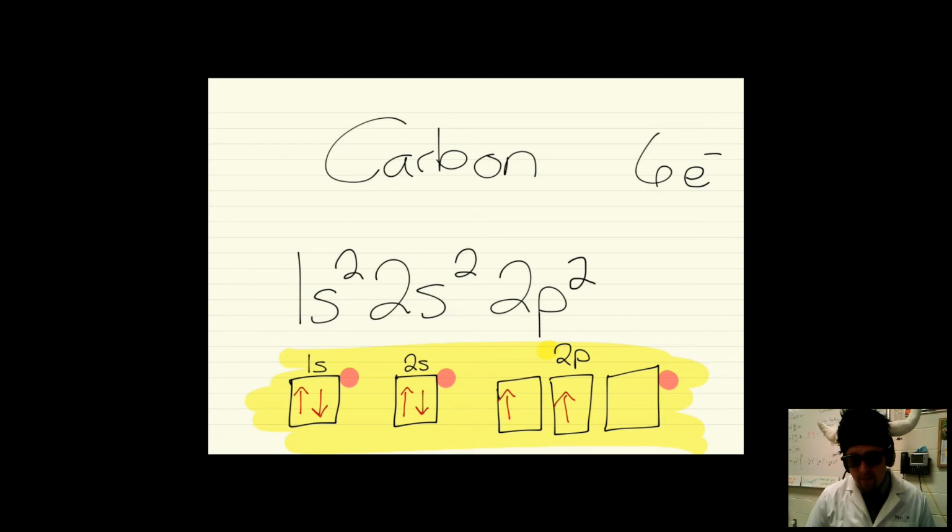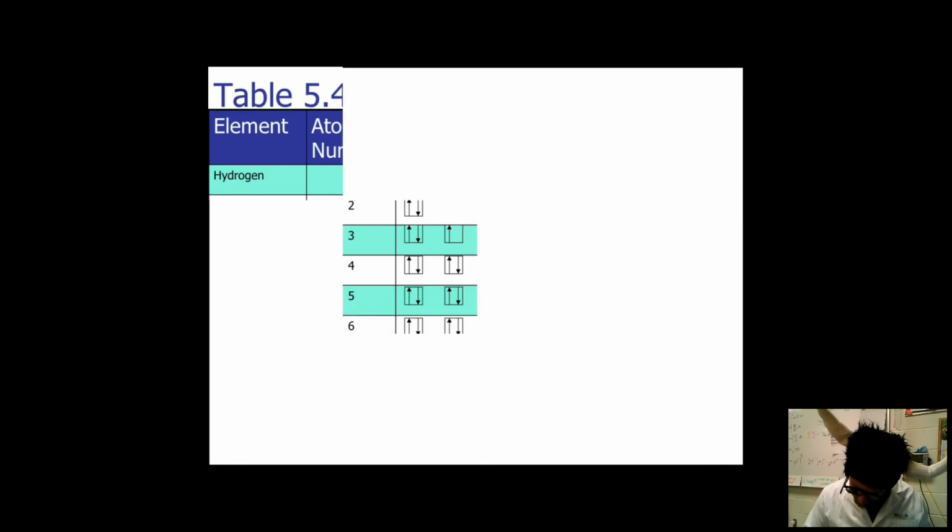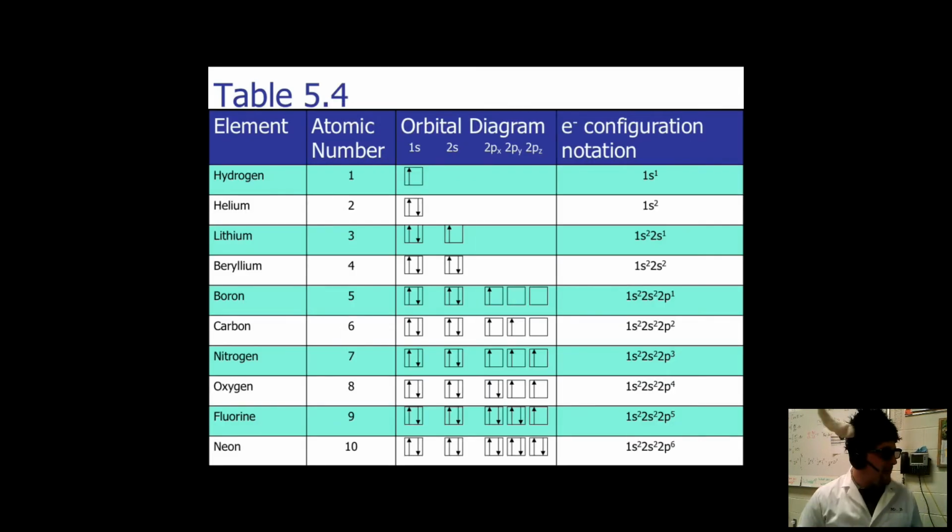All right, now let me show you what some of these other orbital notations look like. I have an example in one of the PowerPoints, and you can go online and find this. This is from PowerPoint number 3, and you can find it on bclassroom.com. But I want to go back just a few slides and look at this table. This is the first 10 elements of the periodic table. What you'll notice is the atomic numbers listed there, and all of the orbital diagrams.